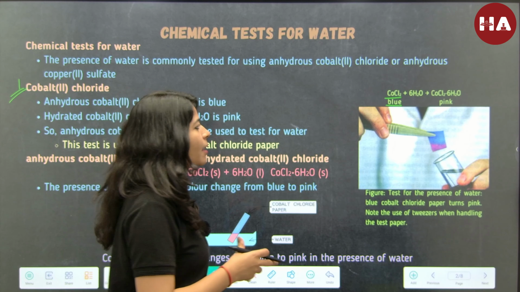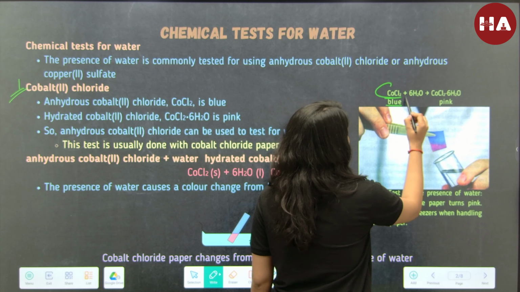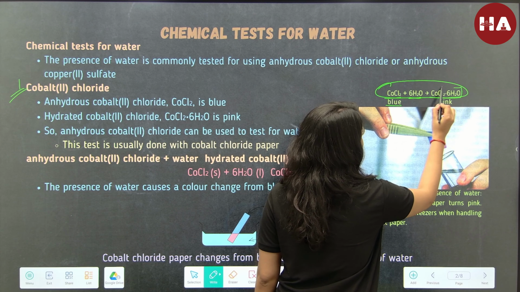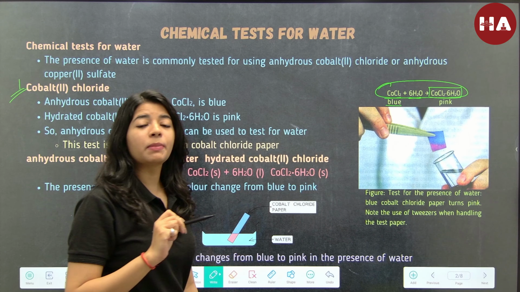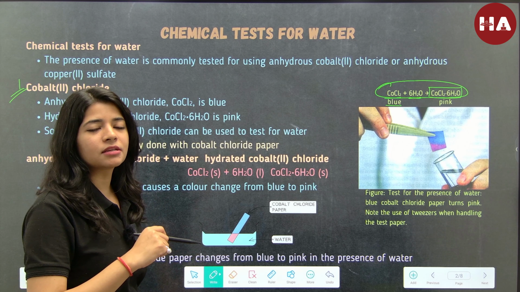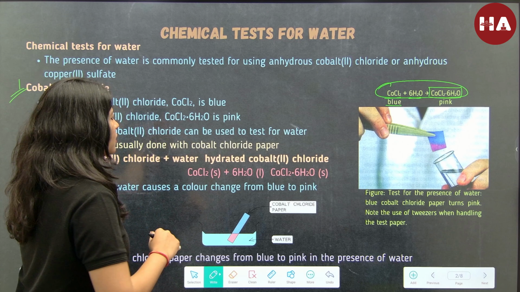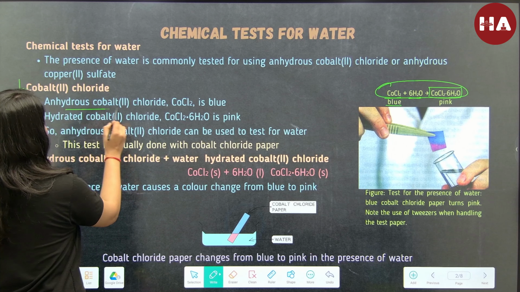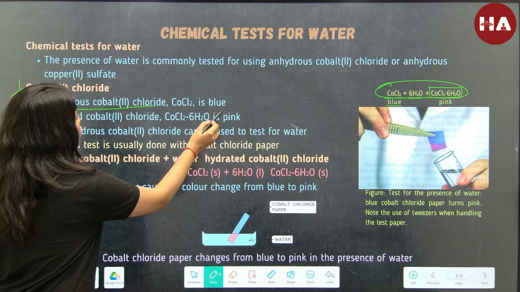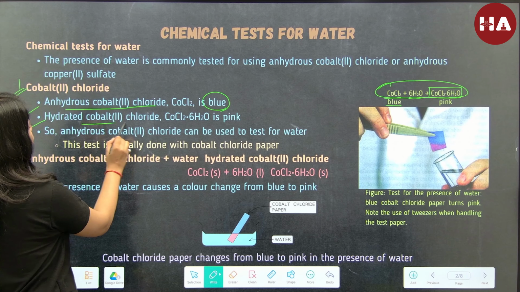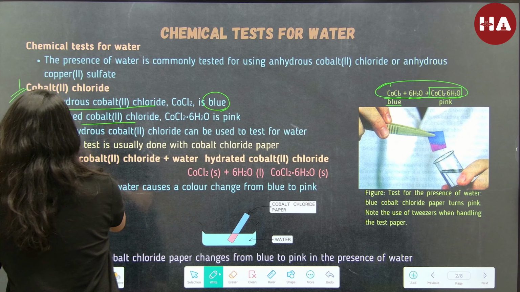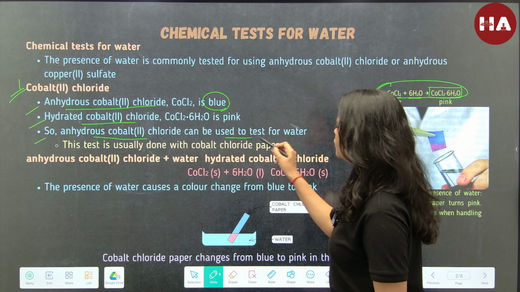Now, why does that happen? What is the chemistry behind that? When CoCl2 is added to water, it forms CoCl2.6H2O, which is pink in color, and therefore the color changes, and hence it can be used as a chemical test for the presence of water. Now let's look at anhydrous cobalt chloride. Anhydrous meaning without any water. Initially it is blue in color, and then hydrated cobalt chloride, which is CoCl2.6H2O, is pink in color. So anhydrous cobalt chloride can be used to test for the water.